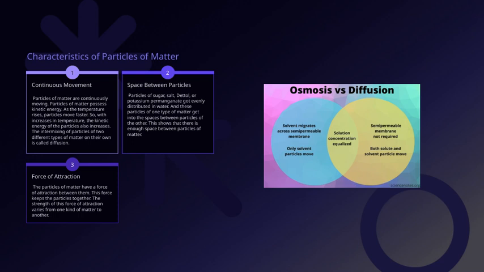Finally, let's talk about the force of attraction. Particles of matter aren't just bouncing around randomly, they also attract each other with a force. This force is what keeps particles close together, forming the structure of different states of matter. The strength of this attraction can vary from one type of matter to another, which helps explain why some substances are solids, others are liquids, and some are gases. All these characteristics, movement, space, and attraction, are fundamental in understanding how matter behaves in our everyday world.